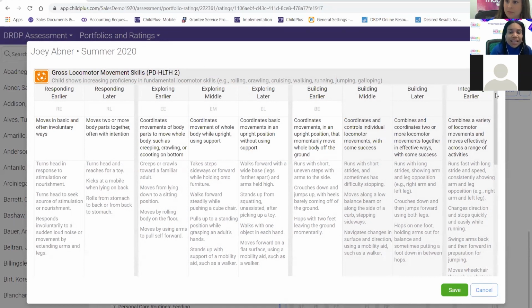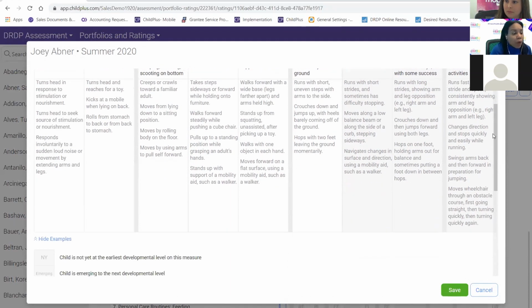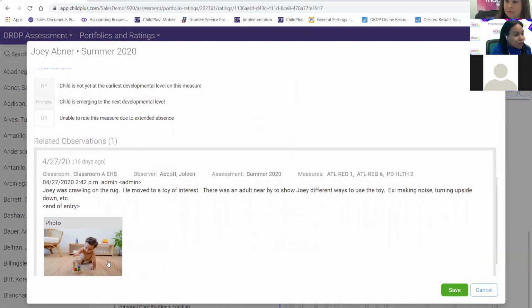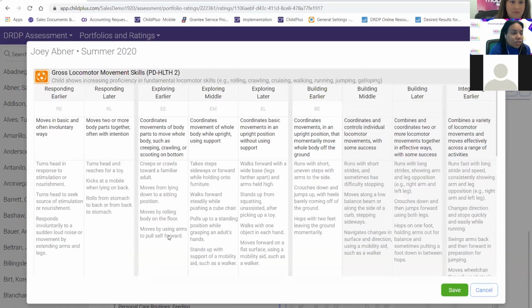Let's scroll down and take a look at our actual observation. Well, what do you know? It's the same observation that we had previously. So one of the things to note is that you can have one observation that's tied to multiple measures. So let's go back and take a look at our developmental levels.